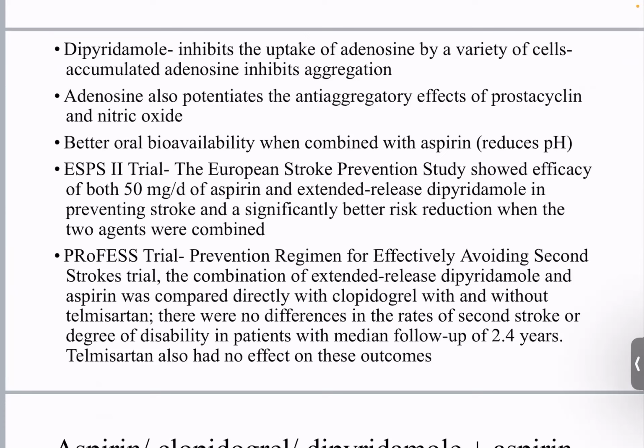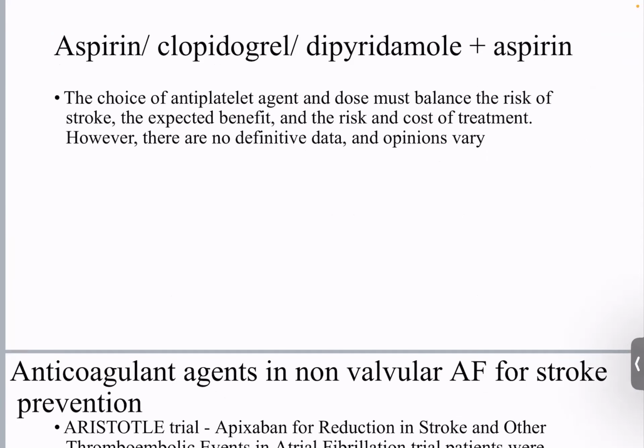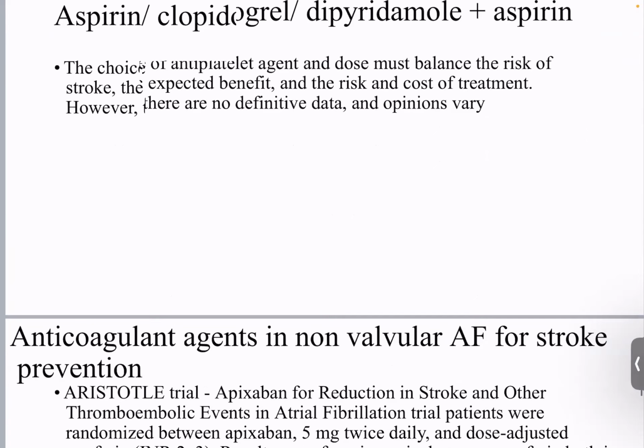In the PROFESS trial, that is Prevention Regimen for Effectively Avoiding Second Strokes, extended release dipyridamole and aspirin was compared directly with clopidogrel, which found no significant difference in the rates of second stroke. So, which antiplatelet agent to choose? Either aspirin, clopidogrel, or dipyridamole plus aspirin. Again, this has to be individualized. Take into consideration the risks and benefits, the cost, side effects, everything should be considered, and treatment should be chosen.